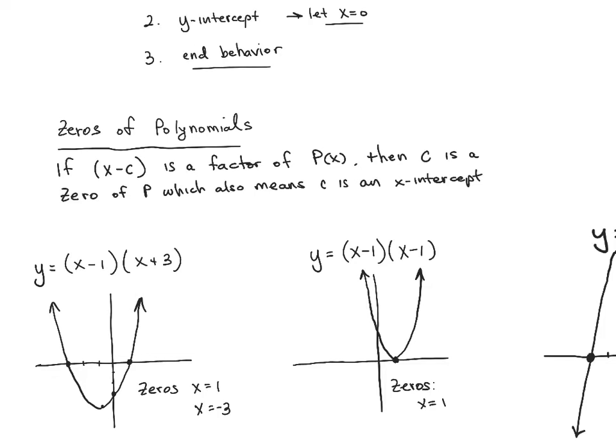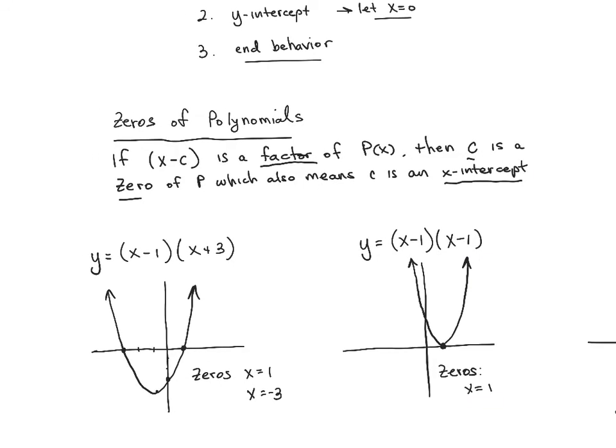So zeros of polynomials come from factors. If x minus c is a factor of a polynomial, then that value c is what's known as a zero of the polynomial, which also means that it is an x-intercept. So zero, x-intercept, same thing, and they come from the factors of the polynomial.